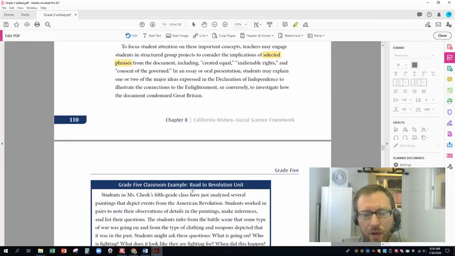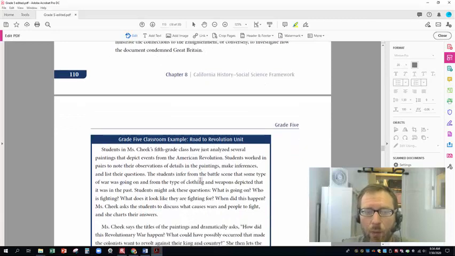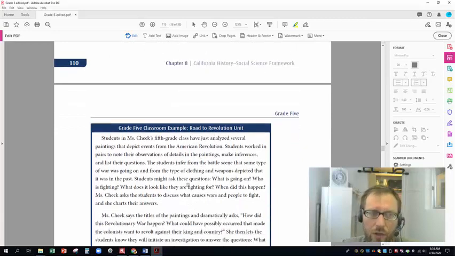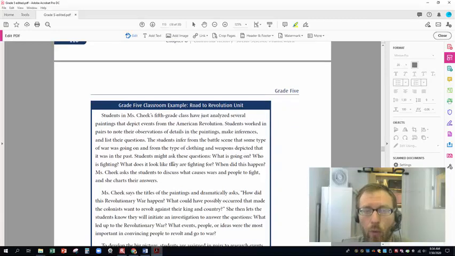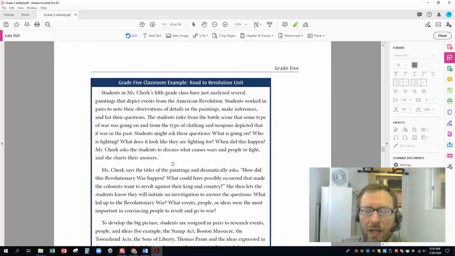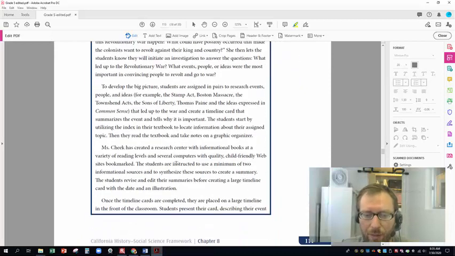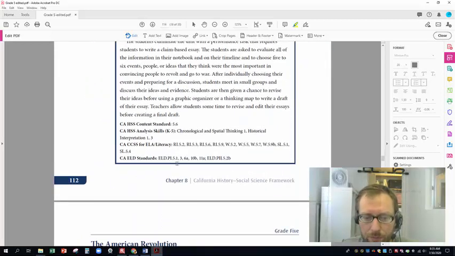Grade 5 then has a classroom example. And I want you to look at this closely because in your projects, you're going to be creating classroom activities for students, things that you might teach. So here's an example of one that you can go through.